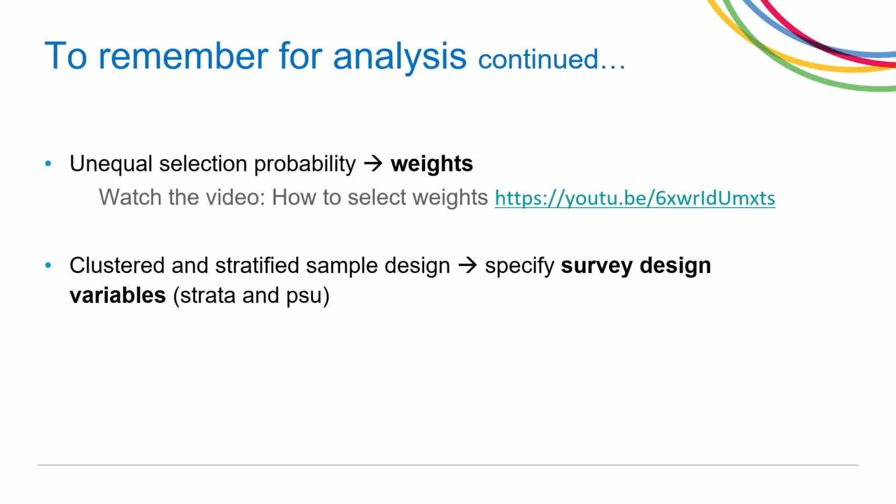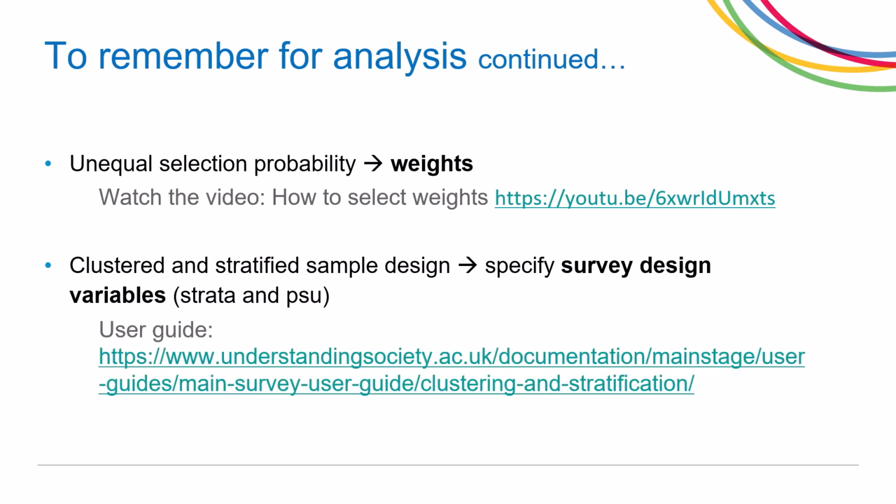Not all samples are simple random samples, which is what all statistical software assume. So standard error estimates produced by these software will be incorrect. So it's important to specify the survey design variables strata and PSU when computing standard errors. The exact method will vary by software. A link to the study's user guide containing information on how to do this is also provided here.